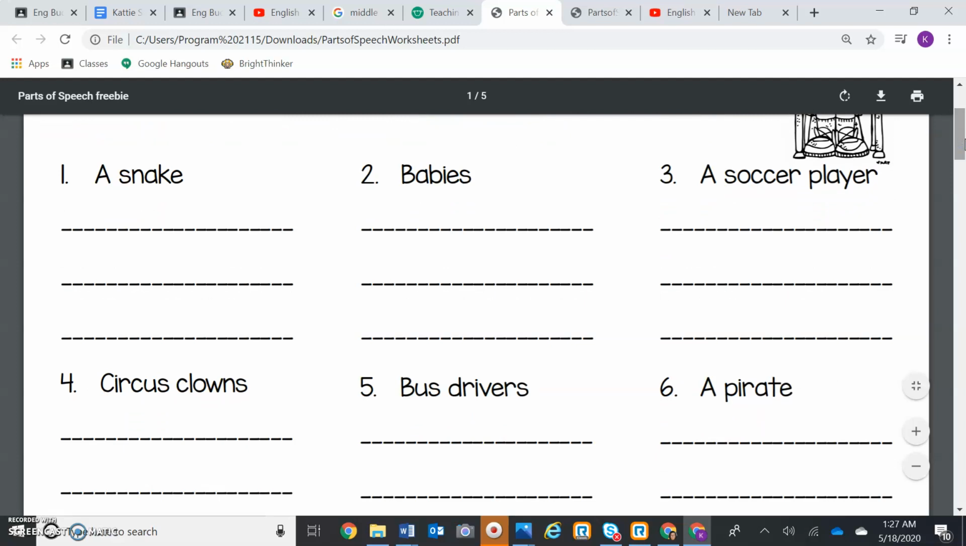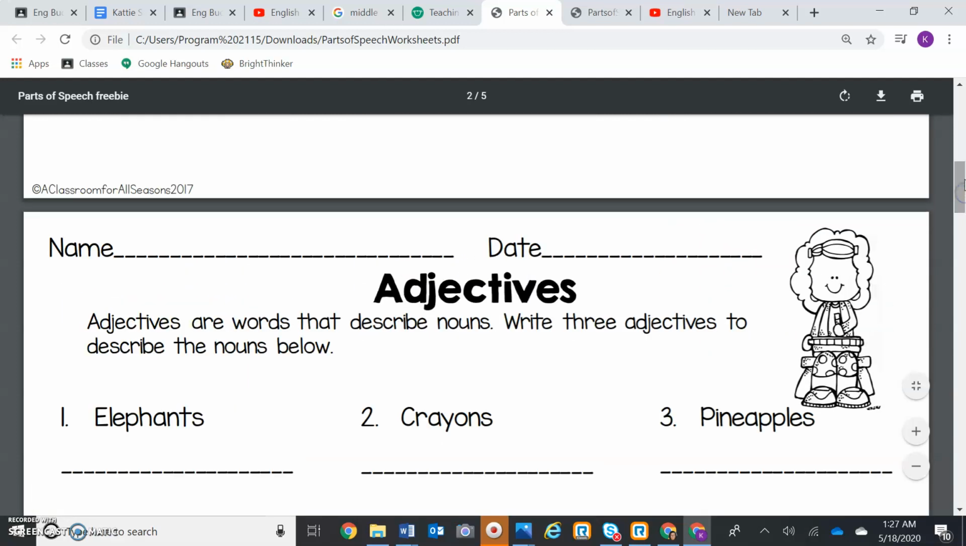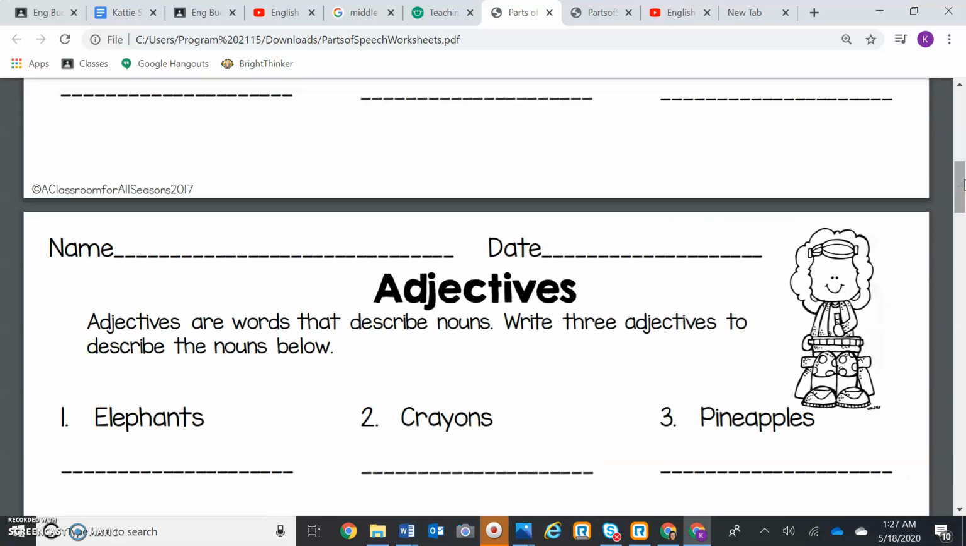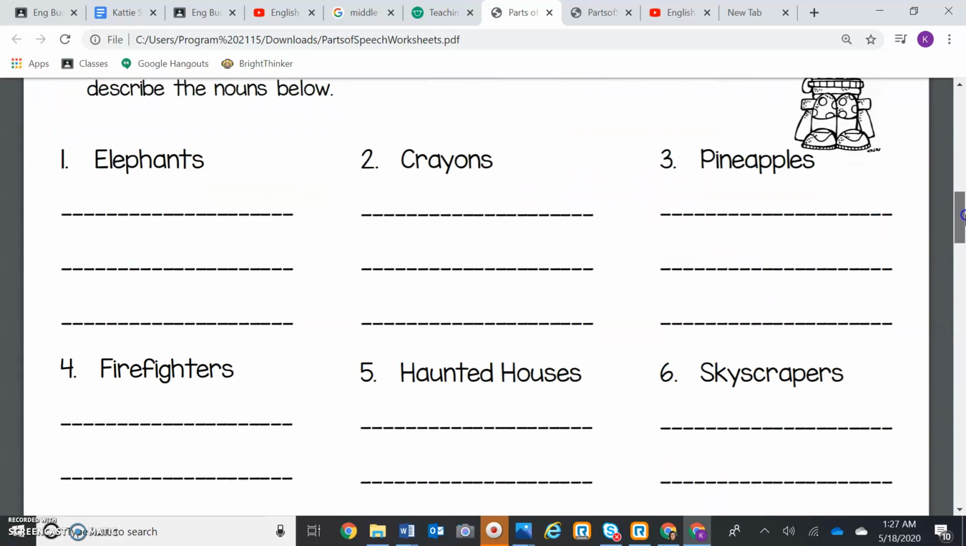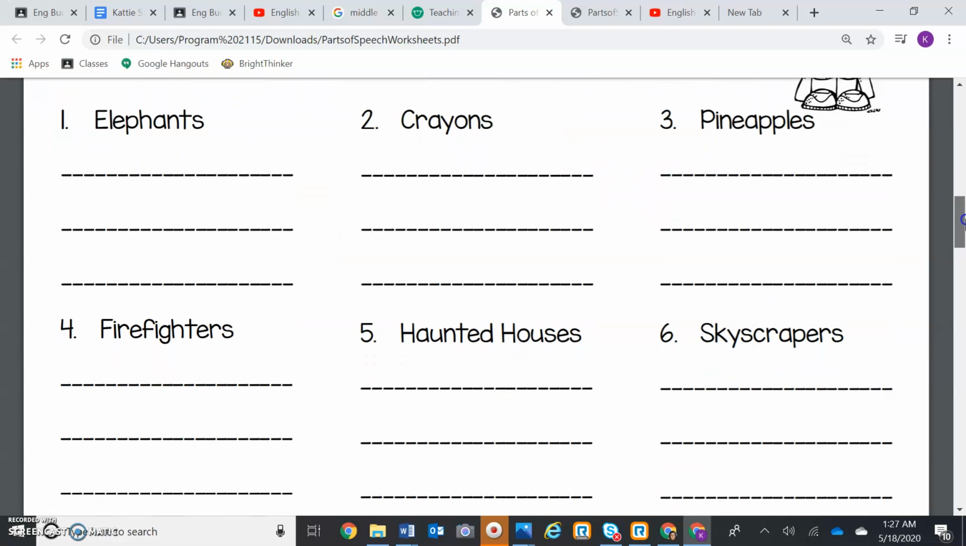If not, then skip a bunch of lines and go down and write ENG period adjectives. ENG period ADJECTIVES. Now your adjectives are words that describe nouns. So now we're going to do like we just did in the last one, but instead of doing actions, we're going to describe. So number 1, 3 things that describe elephants.